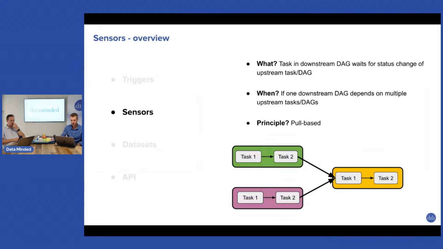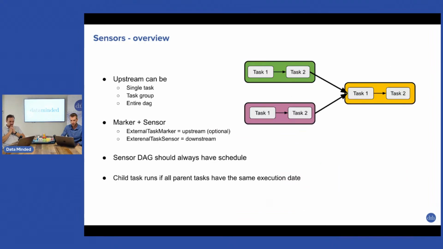Okay, so then the second one, it's sensors. It's a little bit the opposite. So instead of pushing downstream DAGs, here with sensors, we are going to wait for upstream DAGs or tasks to finish. So it's a pull-based principle, and now we include the sensor operator in the downstream DAG. Here are some additional features and properties of this sensor operator. So it works for a single upstream task. It also works for task groups or an entire DAG.